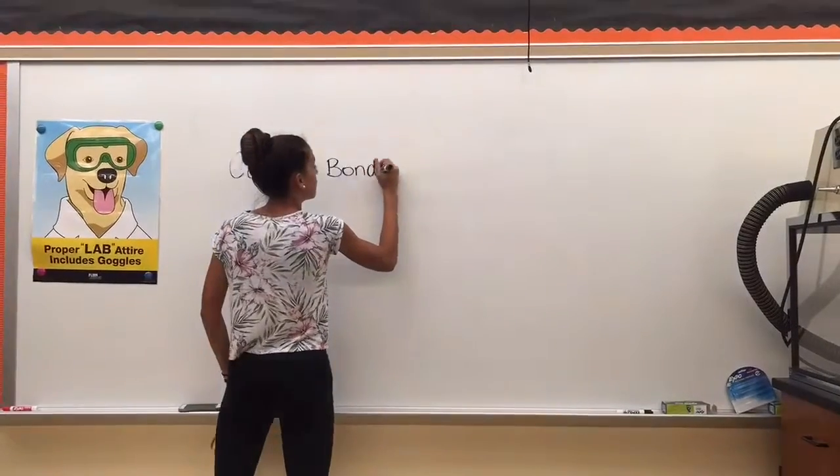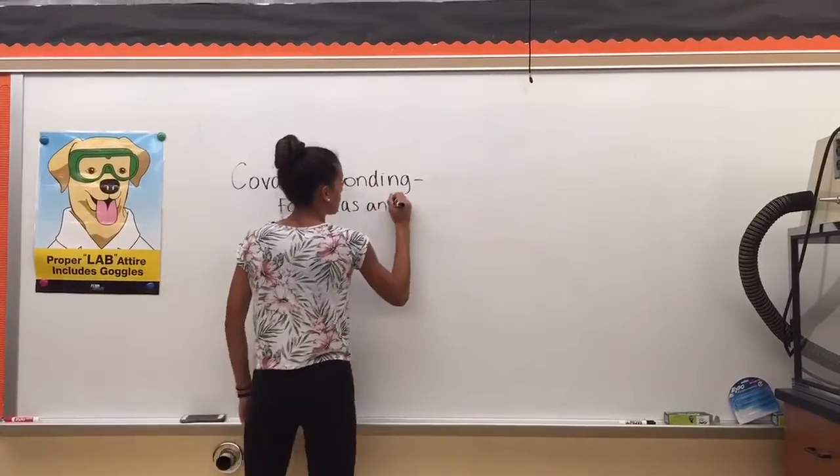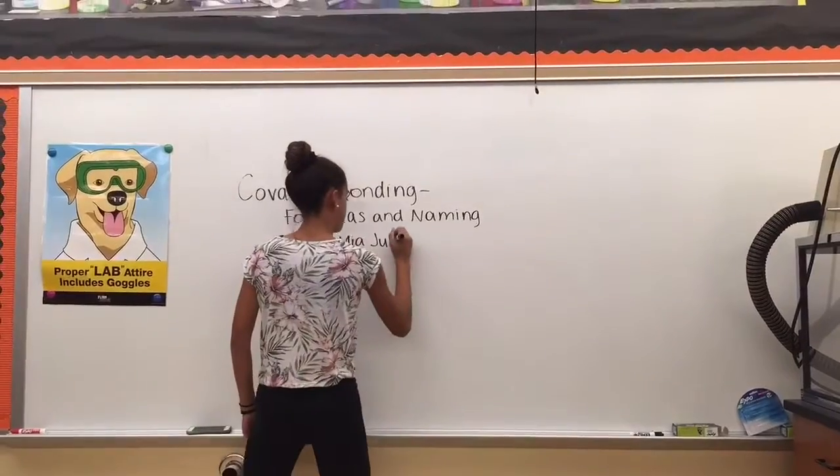Our topic is covalent bonding, the formulas and naming, by Maya Julian and Jess St. Clair.